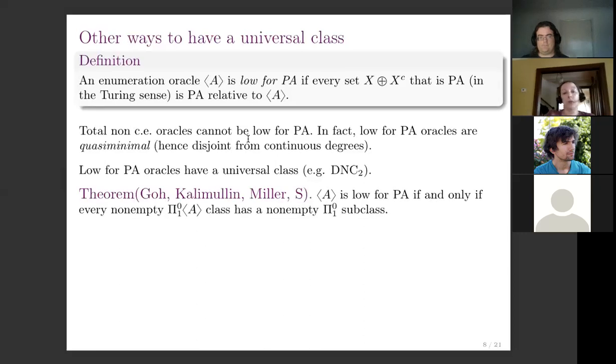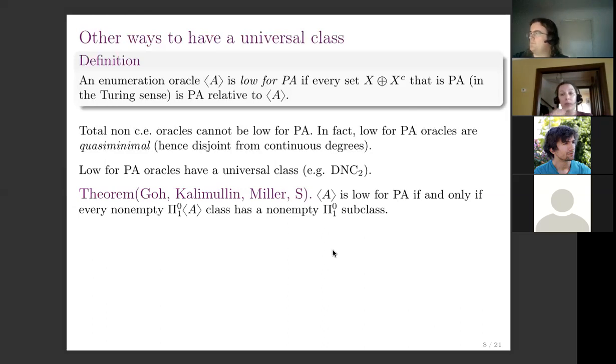Now, before I show you that there are such things, other than zero, well, non-zero low-for-PA degrees, this is joint work with Junlei, Kalimulin, and Joe Miller, and this is the group that did most of the rest of the results that I'll mention in this talk, so I'll abbreviate them to GKMS from now on. We gave a nice characterization of when an oracle is low for PA.